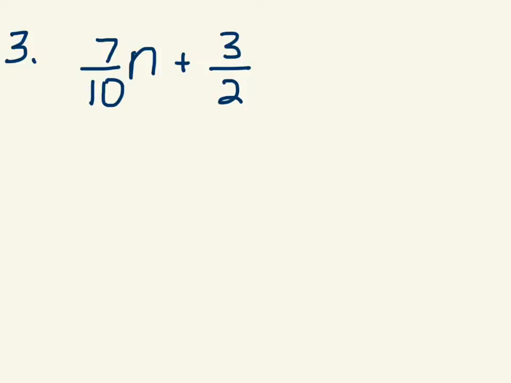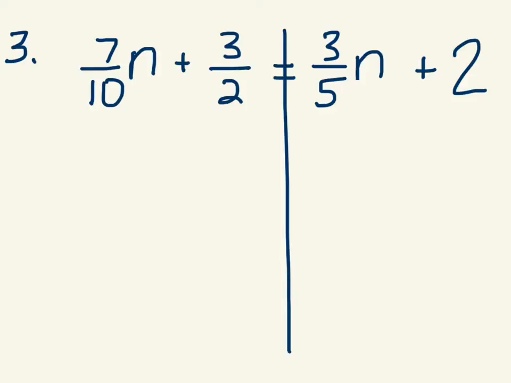Okay, now I saved the hardest one for last. This is our third example. It's our last one. This one's definitely the hardest. 7/10 n plus 3/2 equals 3/5 n plus 2. That looks really hard, but with our calculator, it really isn't too bad. So the first thing I'm going to do is put my line down my equal sign.